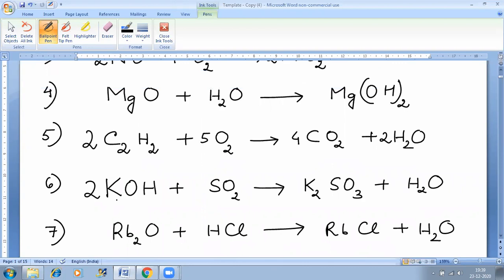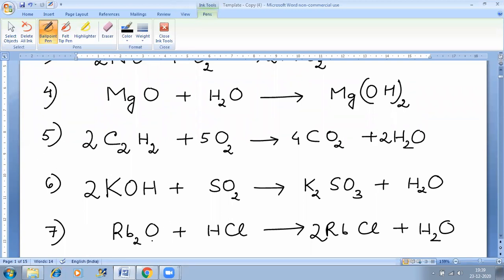Seventh one. Rb2O plus 2HCl gives 2RbCl plus H2O. Okay, correct. So Rb is rubidium. I see that there are 2 rubidium atoms on the left hand side, so I made 2 rubidium atoms on the right hand side as well. So rubidium has been balanced.